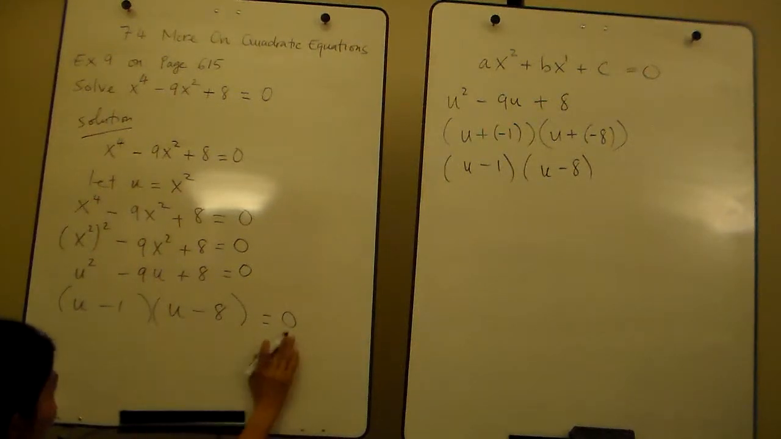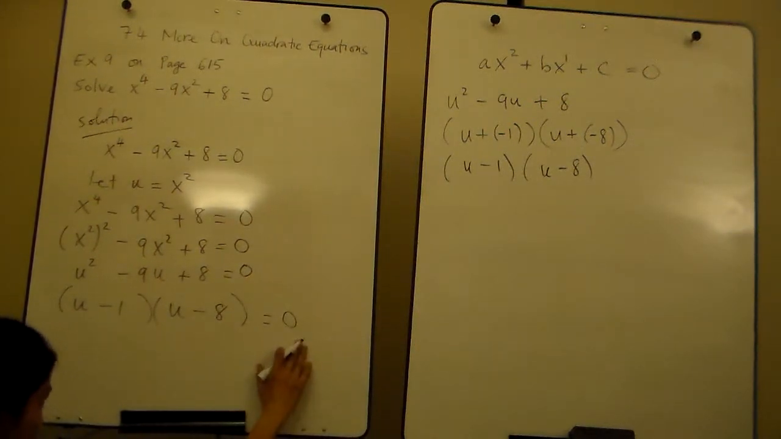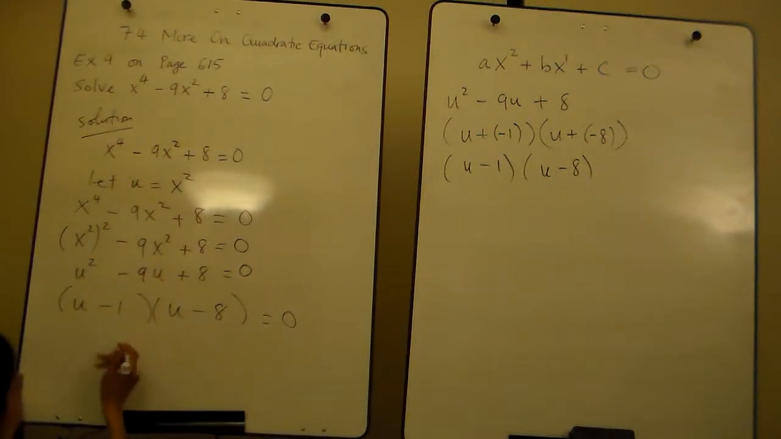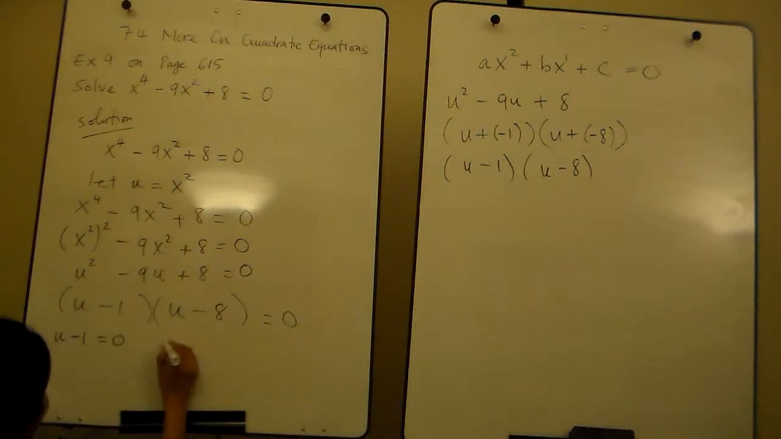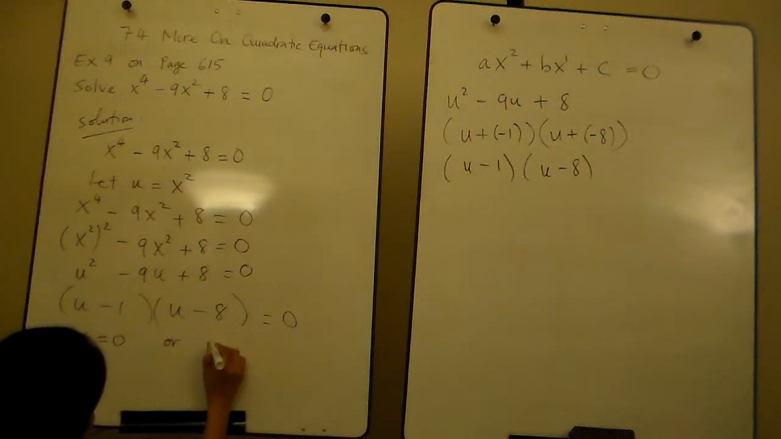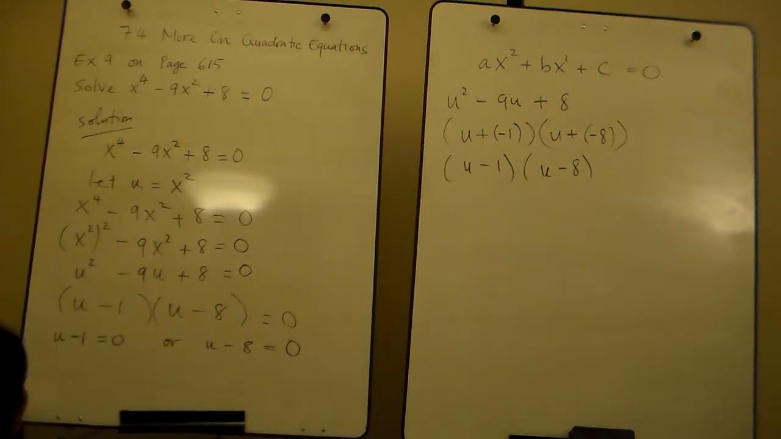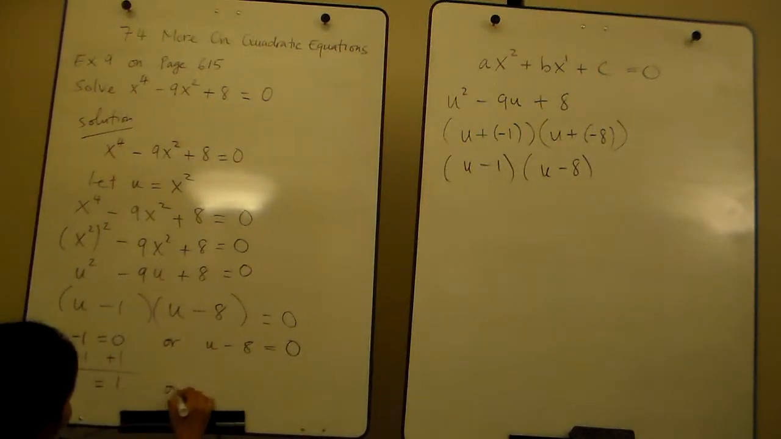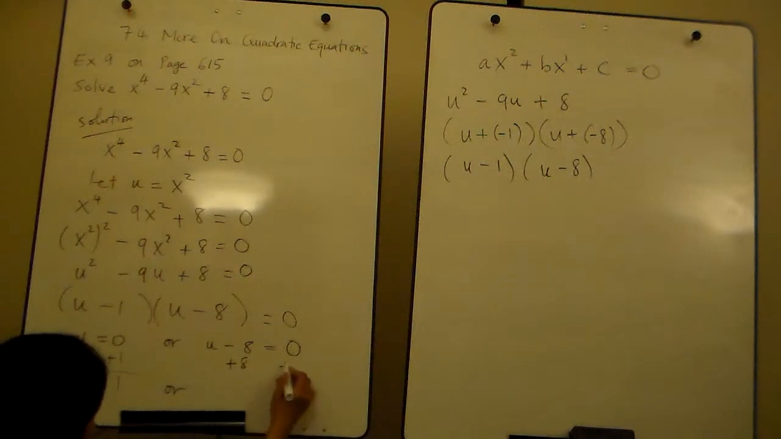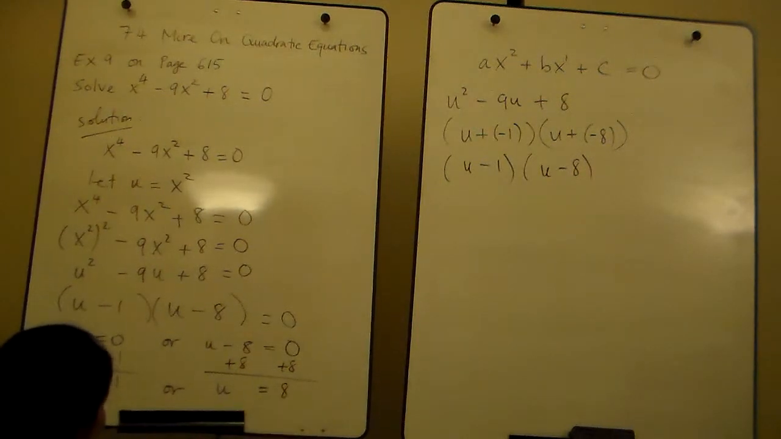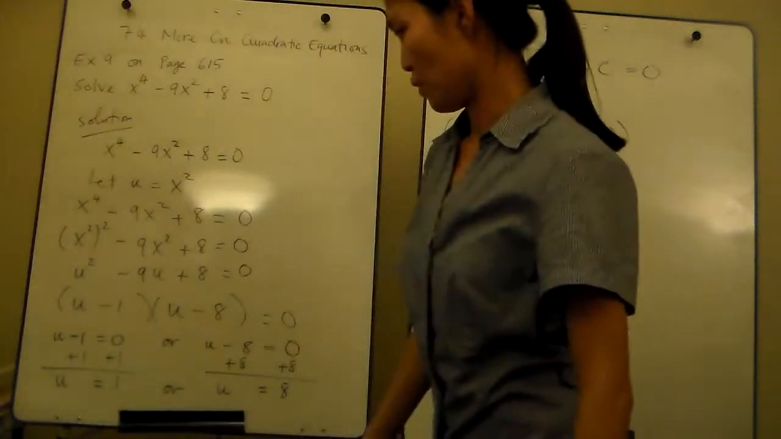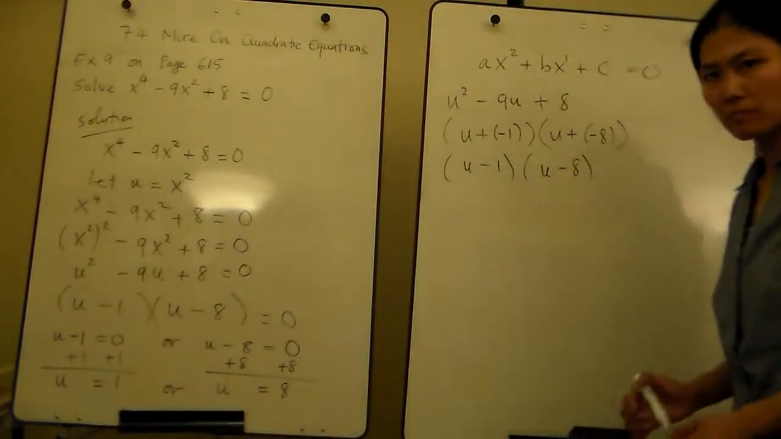Alright, so we can use the principle of zero because the right hand side is 0 and the left hand side are factors. That means by the principle of zero, either u minus 1 equals 0 or this second factor u minus 8 equals 0. Solve for u. Adding 1 on both sides, u equals 0 plus 1, which is 1. Or, adding 8 on both sides, u equals 0 plus 8, which is 8. So you have two solutions so far, u equals 1 or u equals 8.